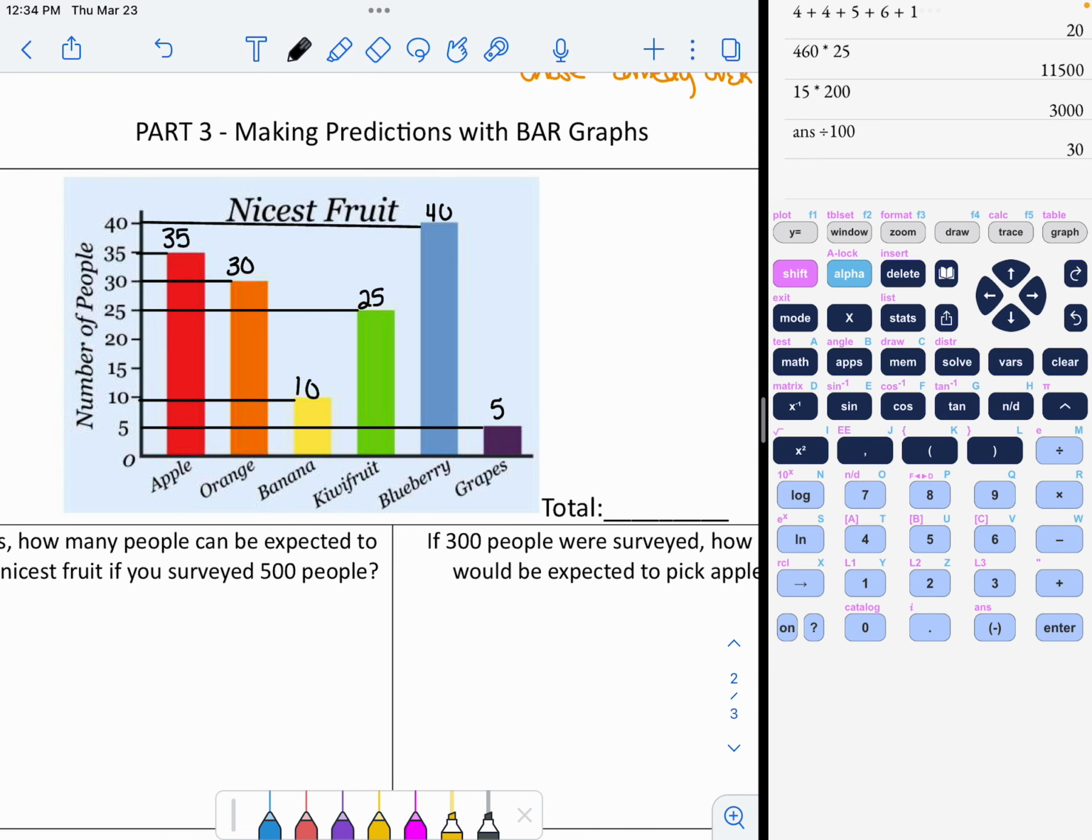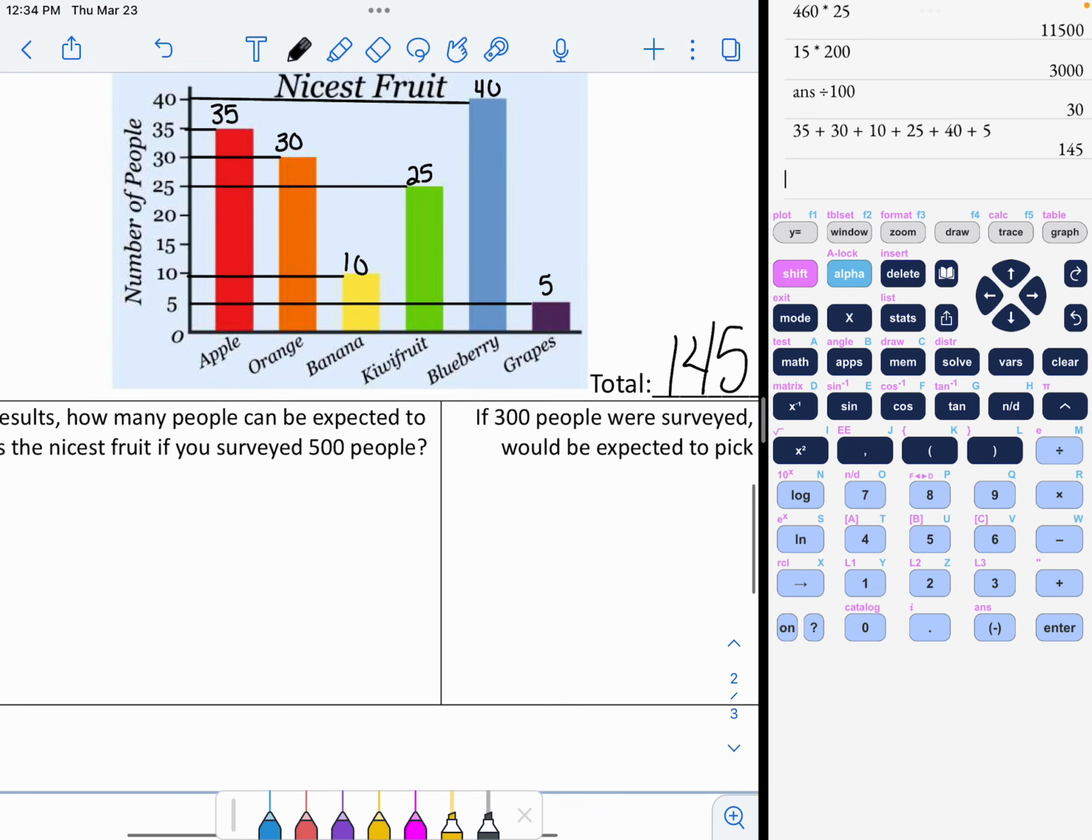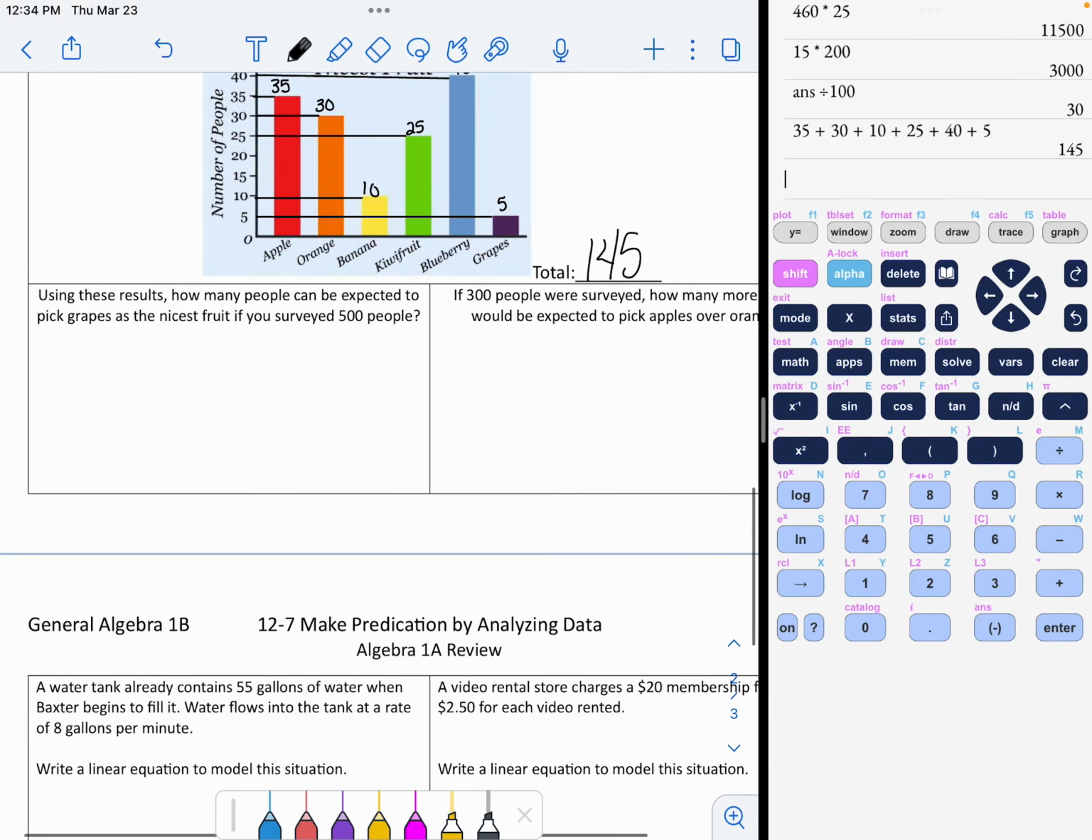Okay, focus. Let's add those together to figure out how many total. 35, add 30, add 10, add 25, add 40, add 5. Just double checking I got them all in there. Yes. So it looks like there were 145 people who were surveyed on this one. That's a lot of people to ask about fruit. Using these results, now this time I don't have a percent. That's fine. It's going to be a proportion straight up.